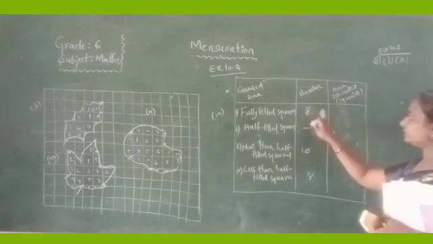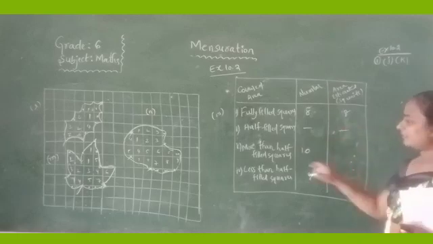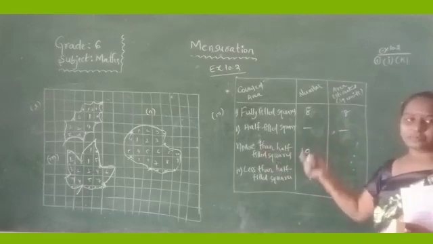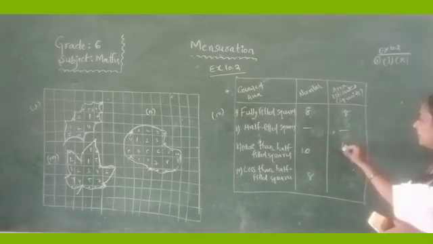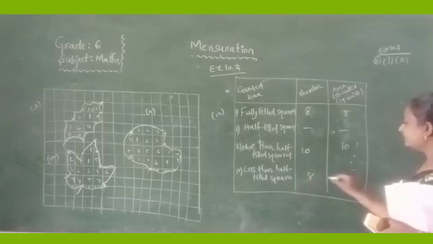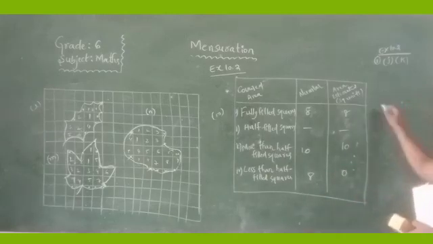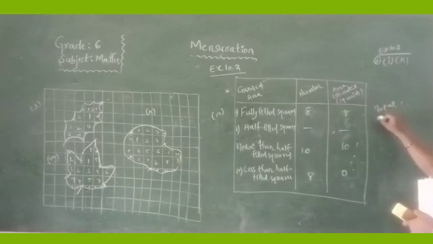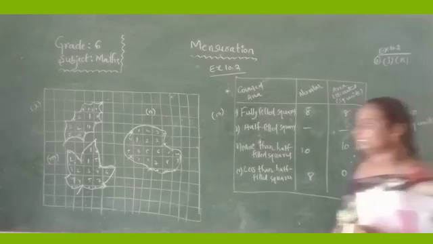Fully filled squares: 8 full squares means what is the area? 8 square units. There are no half filled squares. So 10 more than half, you have to count 1 each. So 10 more than half means the area is 10 square units. The less than half filled squares you don't count, you have to ignore. That means 0. Then the total area is equal to 8 plus 10, which is equal to 18 square units. 18 square units. Is it clear, children?